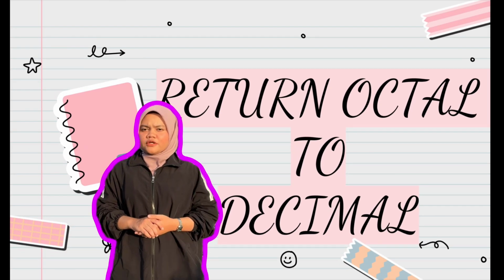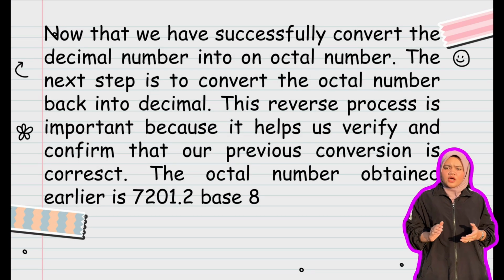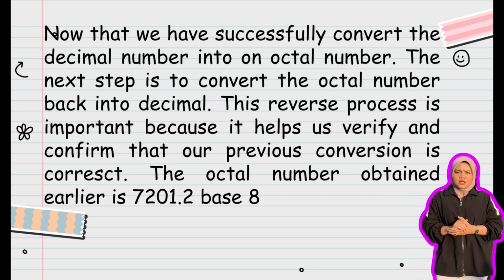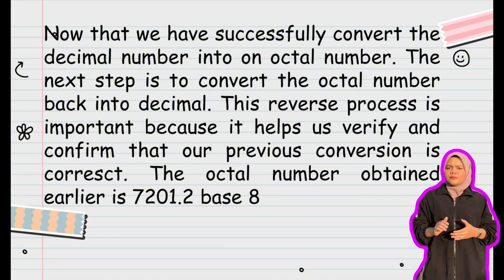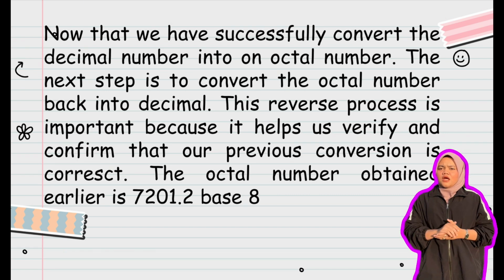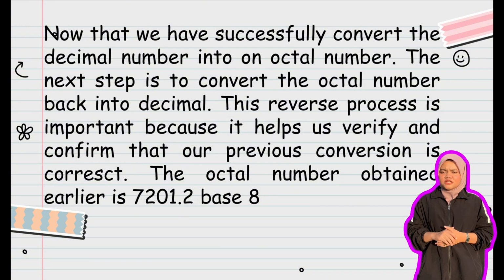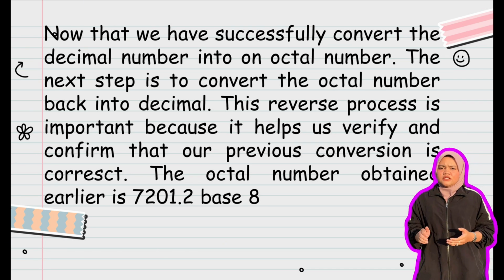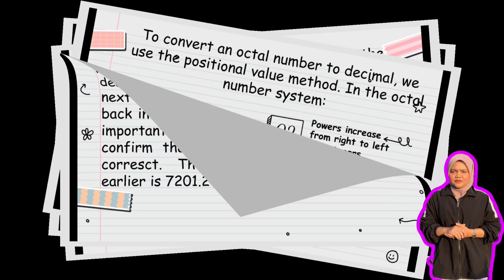Okay, how to convert the octal number to a decimal number? Now that we have successfully converted the decimal number into an octal number, the next step is to convert the octal number back into the decimal number. This reverse process is important because it helps us verify and confirm that our previous conversion is correct. The octal number obtained earlier is 7201.2 base 8.